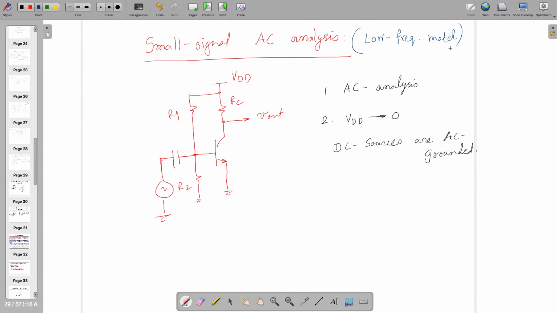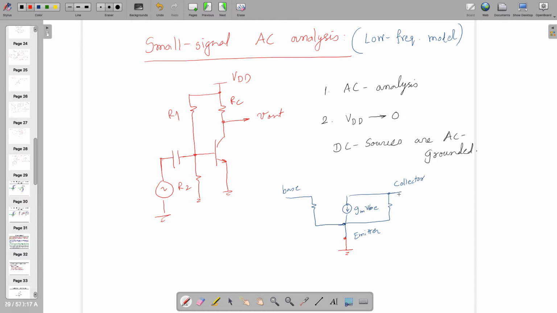Okay, fine. So you can draw in a simple way like this: gmVbe and then ro. This is at the collector side, this is at the base side, and this is the emitter. The emitter is already connected to ground.